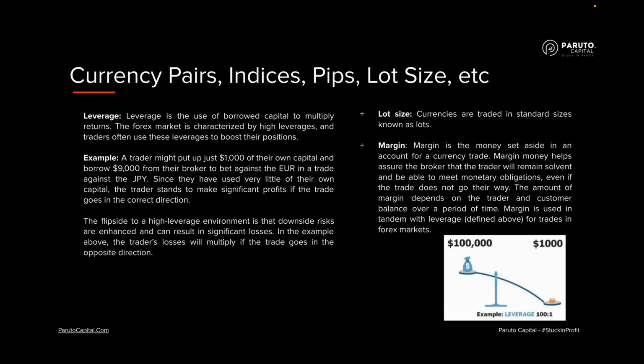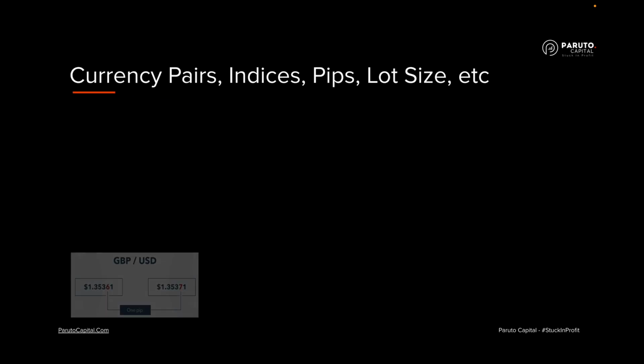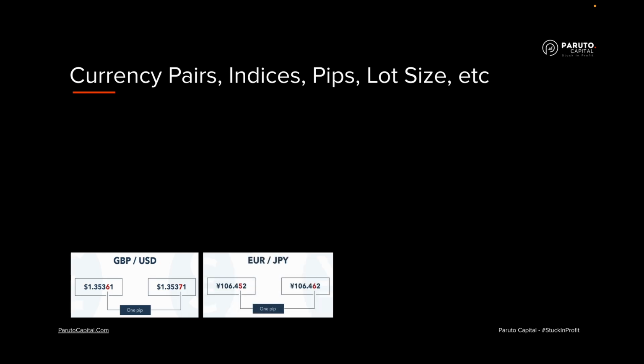The customer balance over a period of time. So margin is used in tandem with leverage for trades in the Forex market. Okay. Now, still on currency pairs, indices, pips, lot size, etc. So what we have there, for example, is the GBP/USD, the pound USD. And you can see here the calculation of difference is simply just 1 pip.